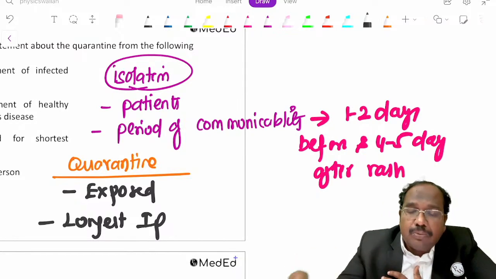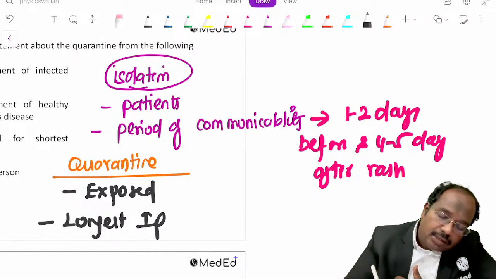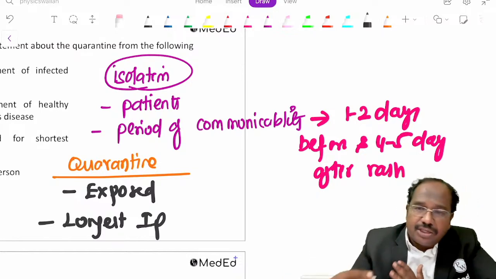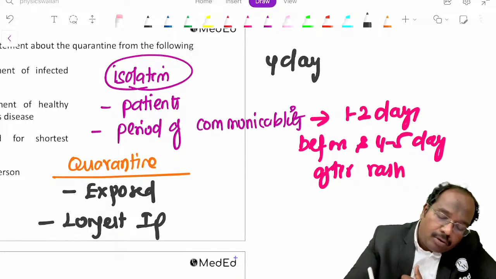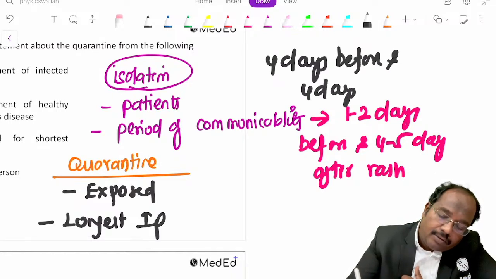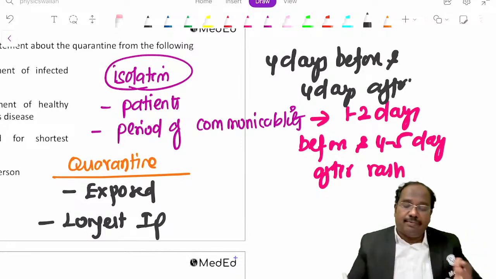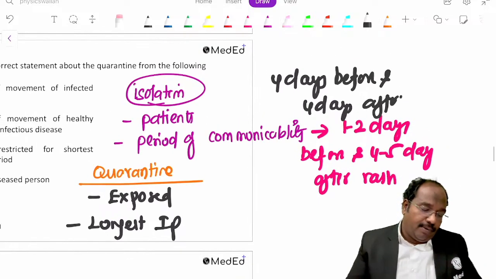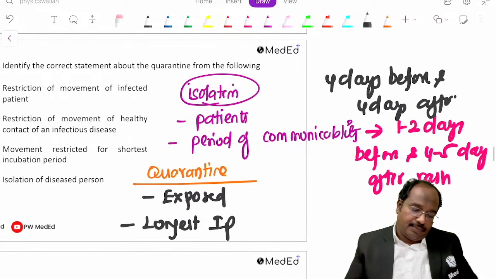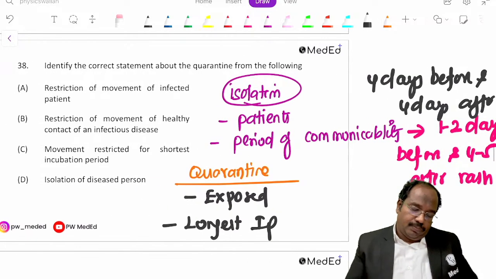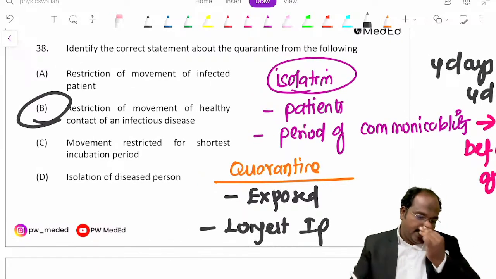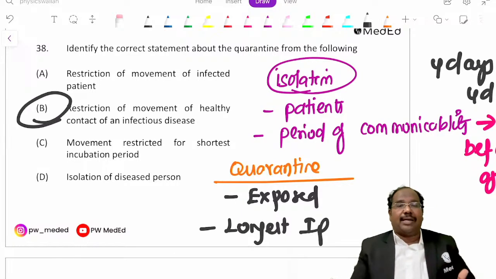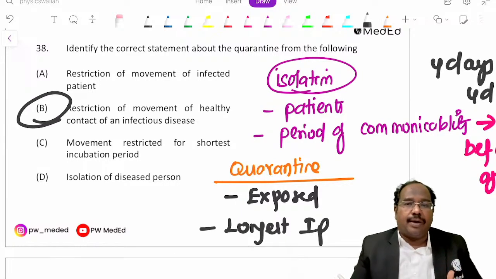Suppose you take measles, what is the period of communicability of measles? They won't ask direct questions. The question will come based on the concepts only. So measles is 4 days before and 4 days after the rash. Now tell me what is the answer for this question. Healthy contact. So the answer is right: restriction of movement of healthy contact of an infectious disease. Okay, fine.